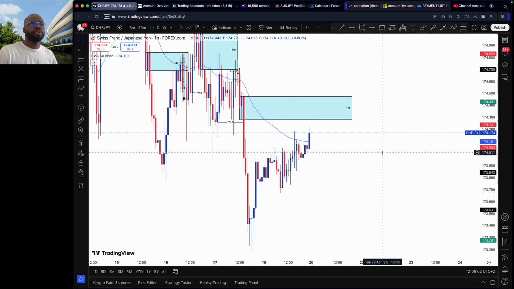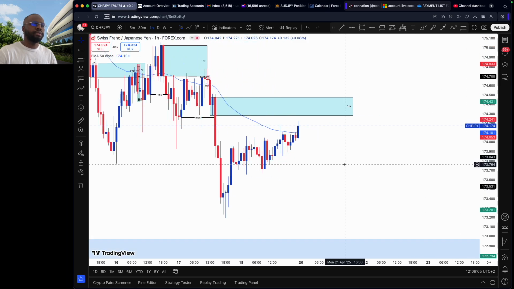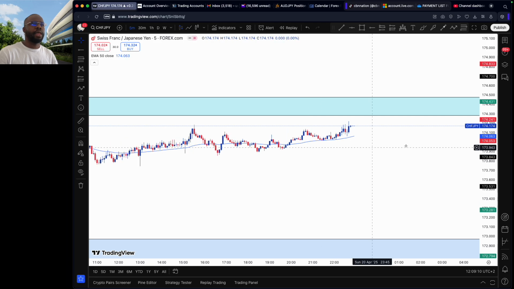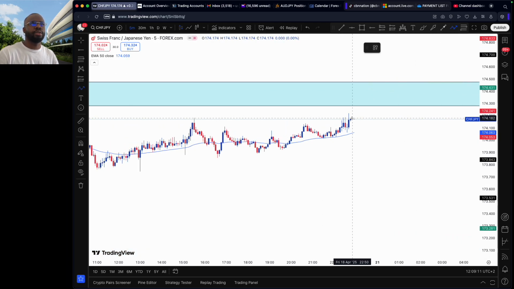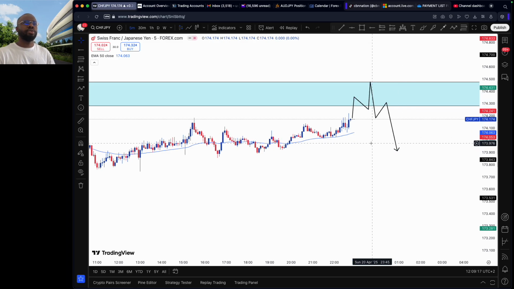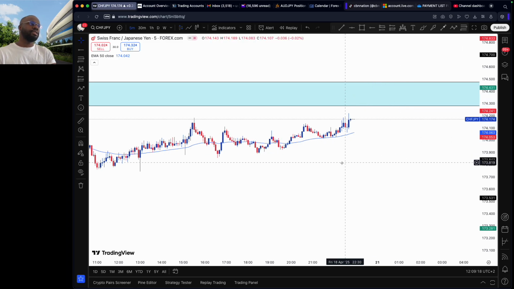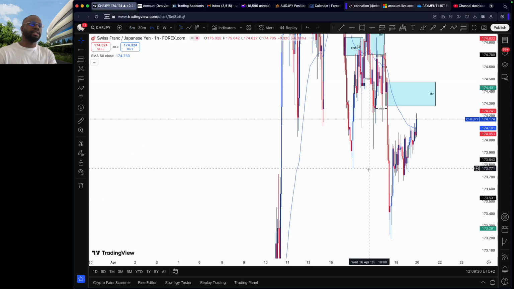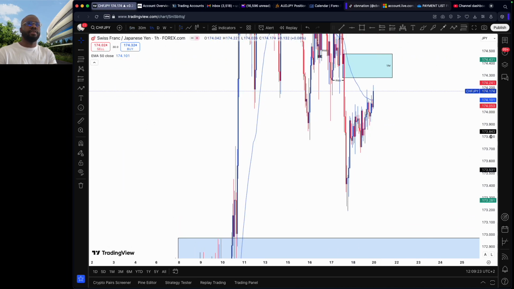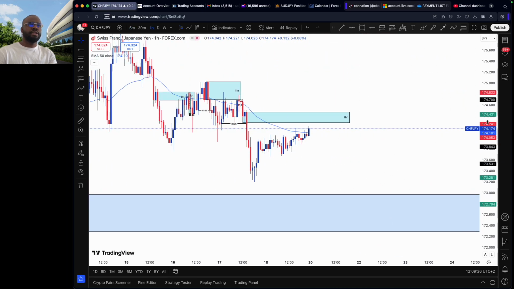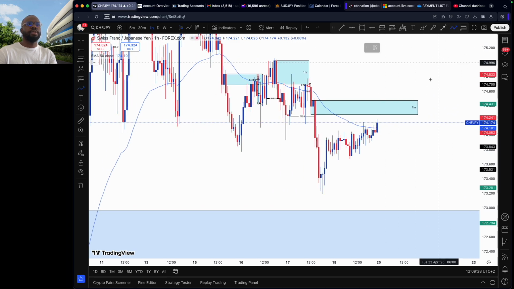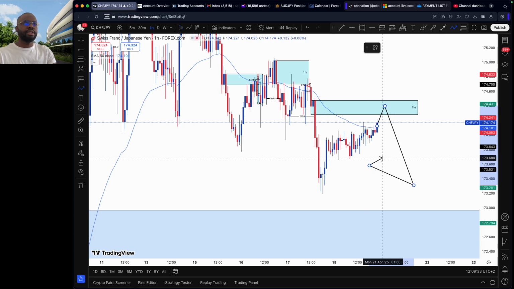So going into the next week, what I'm waiting for is I will head to the 5 minutes and wait for the 5 minutes to retest this zone and give me a market structure shift to keep on selling USD CHF until we get to the daily area of interest. So this one is actually clean. We're waiting for a retest to sell USD CHF.